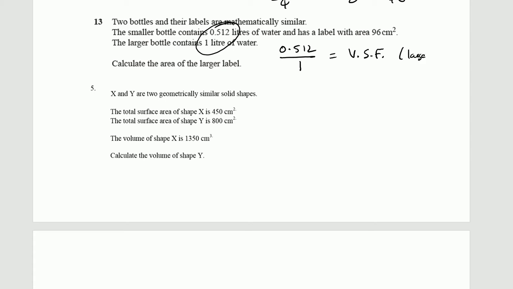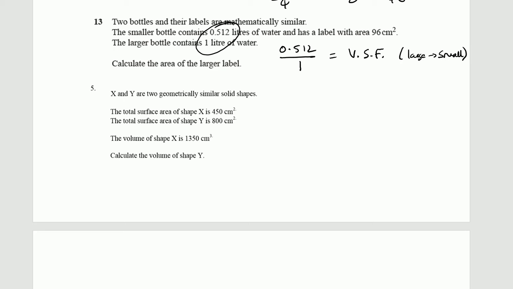From large to small. Because this is a decimal, if I multiply by something 0 point, I'm going to get something smaller. So if I take the volume of the larger one, multiply it by 0.512, I get the volume of the smaller one. If I did this division the other way around and went 1 divided by 0.512, I'd get the volume scale factor from the small bottle to the large bottle.